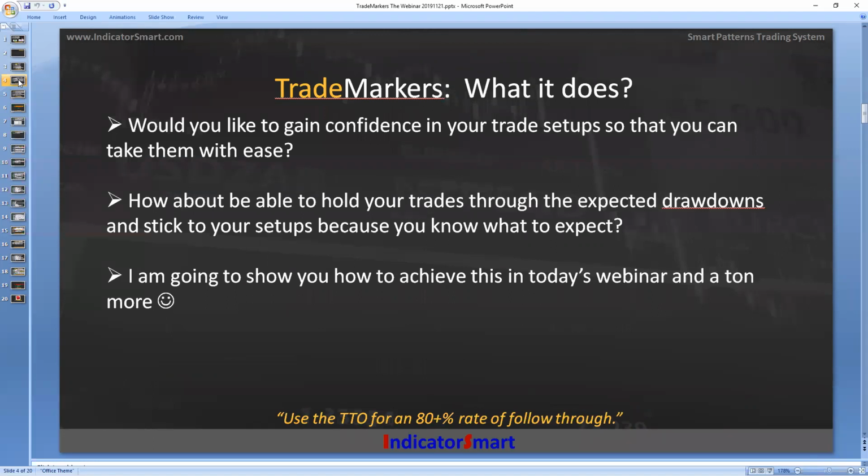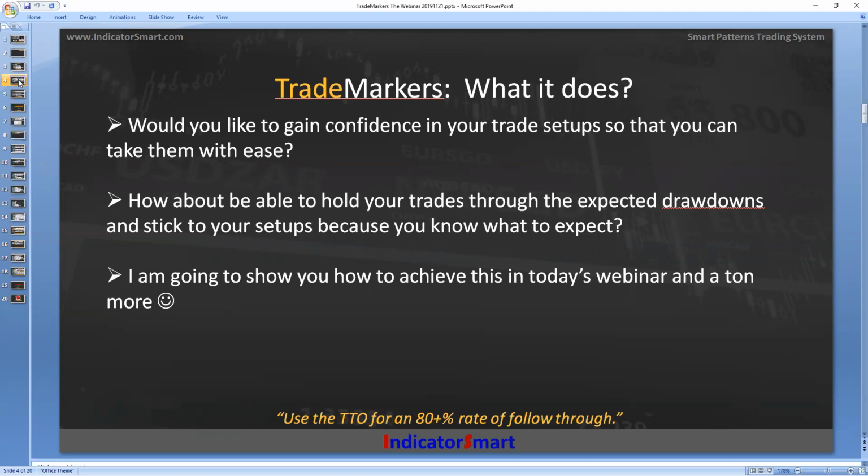So trade markers, what does this tool do? It enables us to mark our charts so that we can mark our trading points on the chart. The biggest thing that this did for me and many other users was to gain confidence in the trading setups so you can take them with ease. Because you just know that that point on the chart has a certain probability, a certain reward, and a certain risk associated with it.